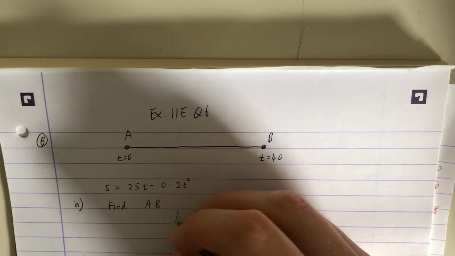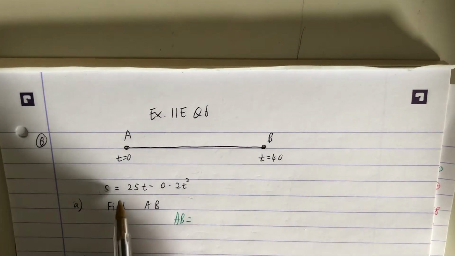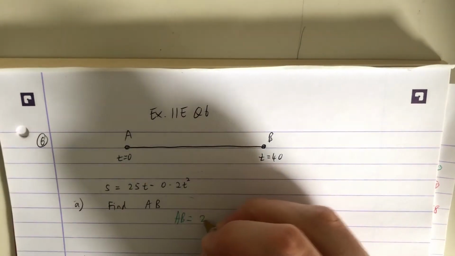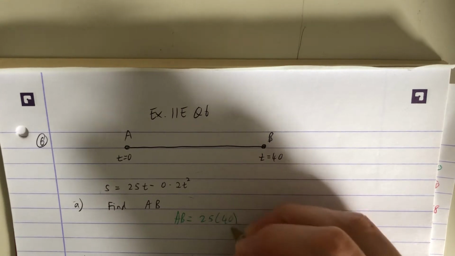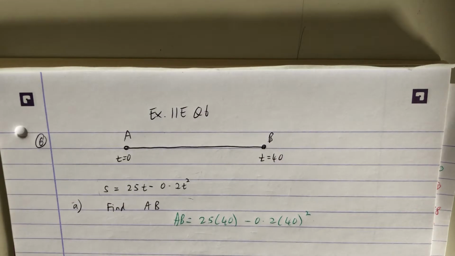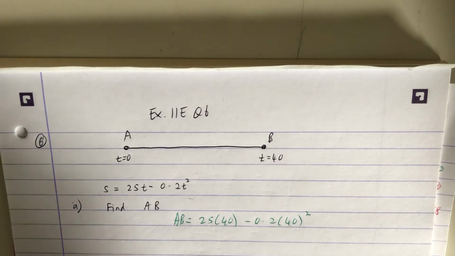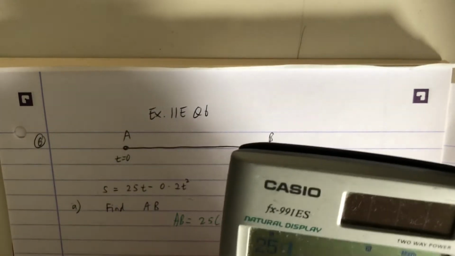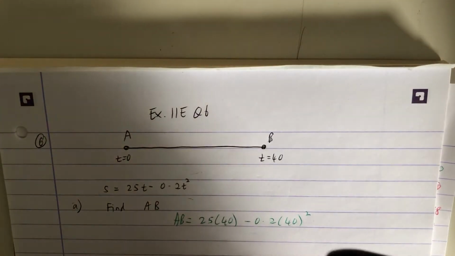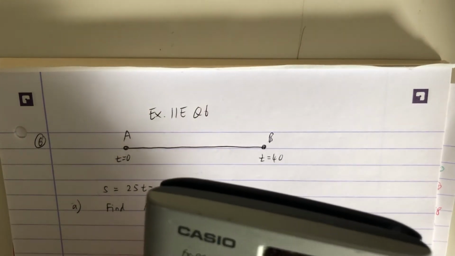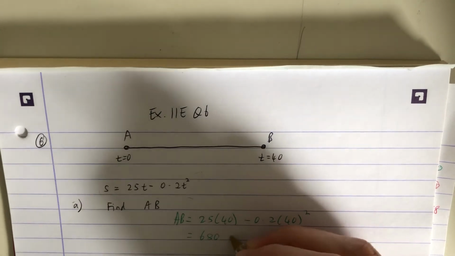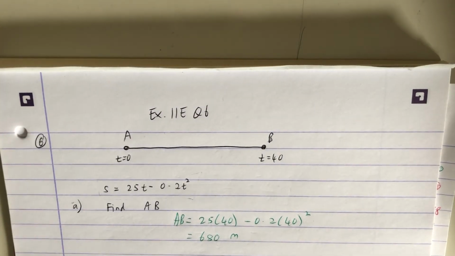AB would be equal to substituting 40 seconds into this formula. So 25 times 40, subtract 0.2 times 40 squared. If you type that into a calculator, you get 680 meters, which kind of makes sense.